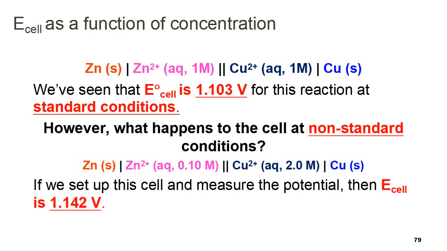Let us now see the standard electrode potential as a function of concentration. We can see that the standard electrode potential of the given cell is 1.103 volts at standard conditions. However, what happens to the cell at non-standard conditions? If we set up this cell and measure the potential, it is 1.142 volts. But why?